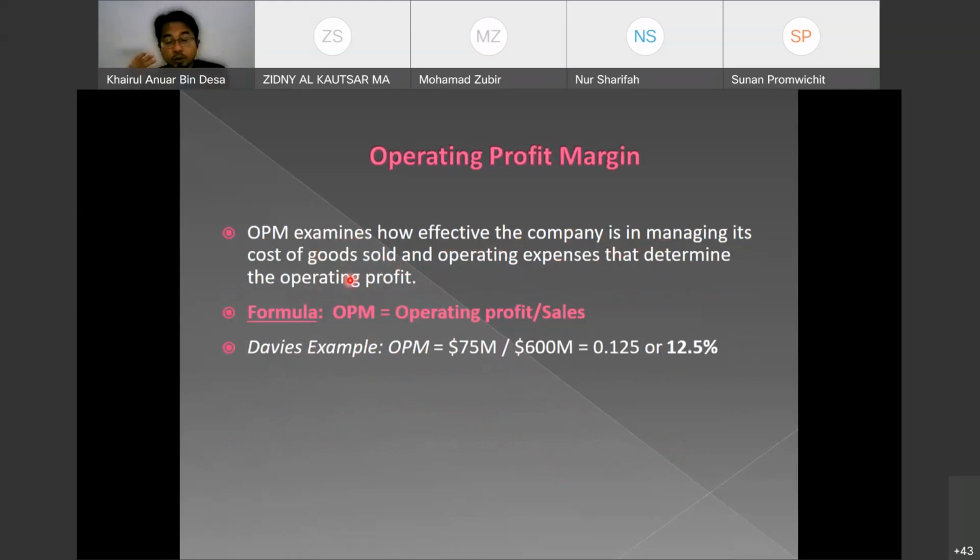Bagaimana mengukur kos pengeluaran, cost of goods sold, and operating expenses that determine the operating profit. Operating profit over sales is about 12.5%. Ingat, overhead cost syarikat ini mungkin tinggi, is about 16%. 23 gross minus 7% net is about 16% operating cost.